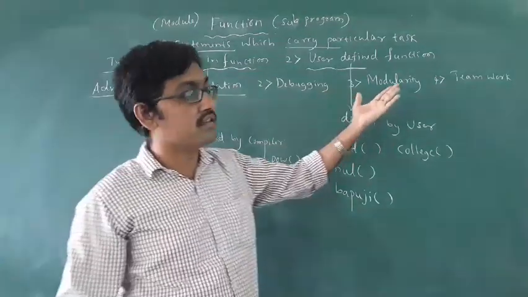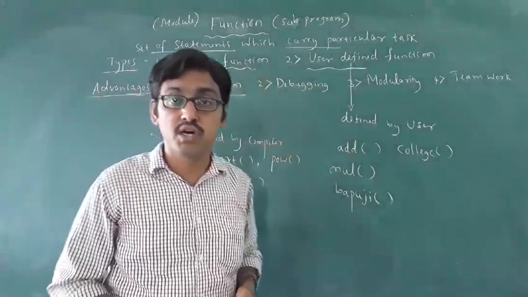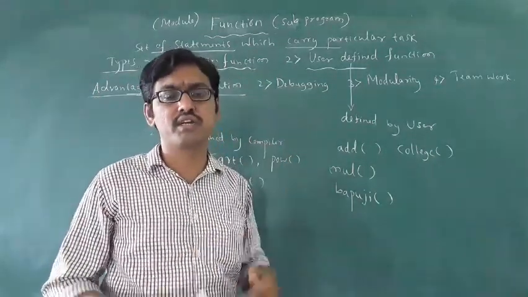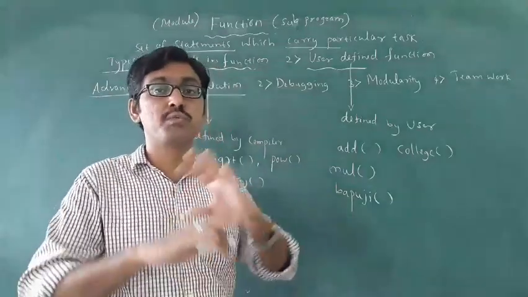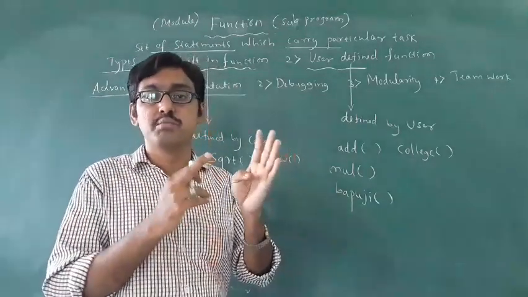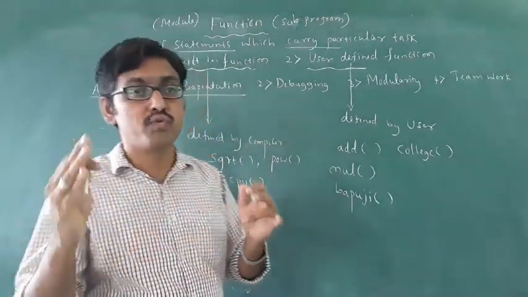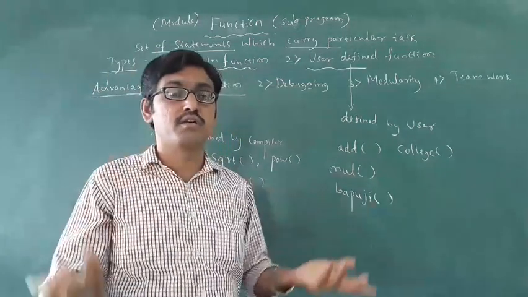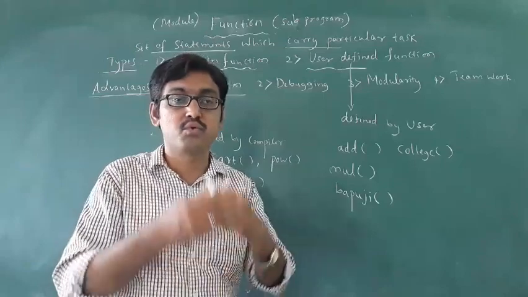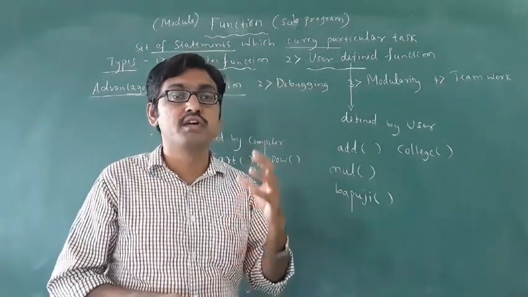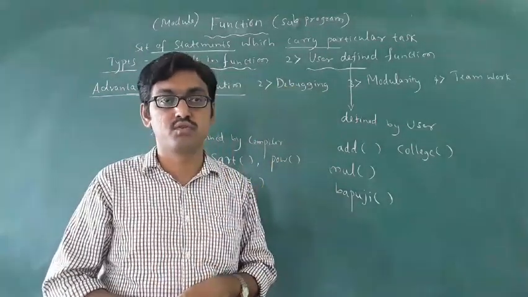Then the fourth one is teamwork. Very easily we can do teamwork by using functions. For example, take MS Word software. In MS Word you have so many modules like B for bold letter, I, U, each a different module. When you click on that module, the word will be executed. You get a bold letter when you click on B. These are nothing but modules.